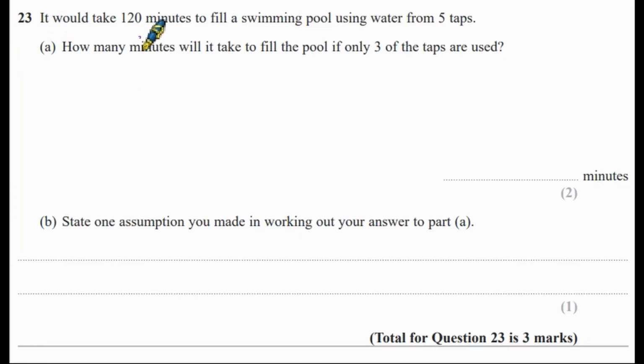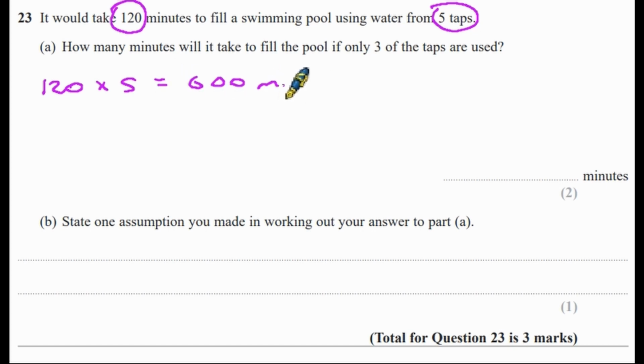Question 23. It would take 120 minutes to fill a swimming pool using water from 5 taps, and we're asked how many minutes it would take to fill the pool if only 3 of the taps were used. Well, the trick here is to find out how long it would take one tap. If we know that 5 taps is 120 minutes, if only one of those taps were running, it would take 5 times longer. Therefore, 120 minutes times 5 means that one tap would take 600 minutes.